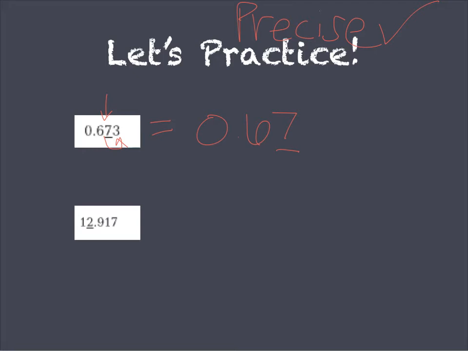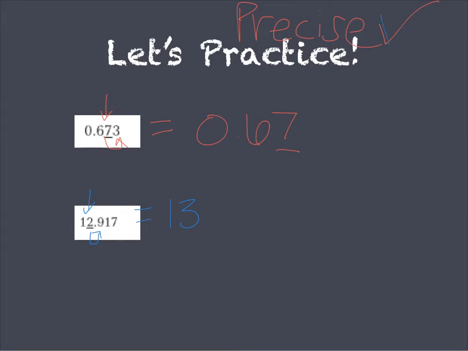Okay, so we have the number 12 and 917 thousandths. It's asking me to round to the ones place, which is this 2. I'm going to look to its next door neighbor, the number right next to it, which is a 9. That is greater than 5, which means that I'm going to round the 2 up to a 3. So that means my answer is 13.